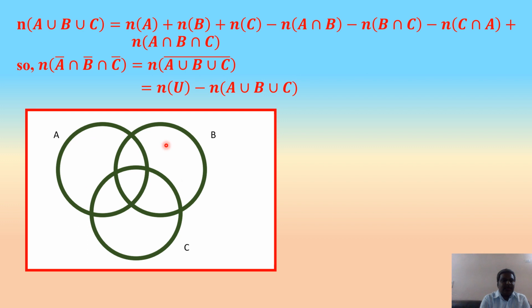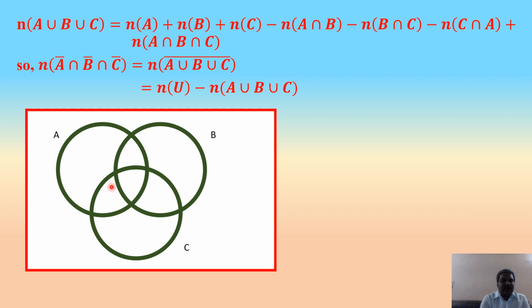Okay. This portion is nothing but n of A plus n of B minus n of A intersection B, by the above theorem, by the above relation. So n of A plus n of B minus n of A intersection B. This is n of A, this is n of B minus n of A intersection B. For A and B, this is A union B.